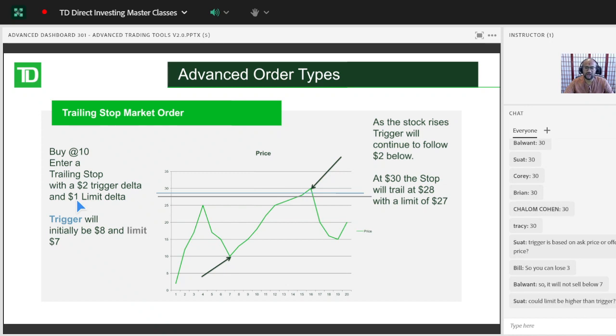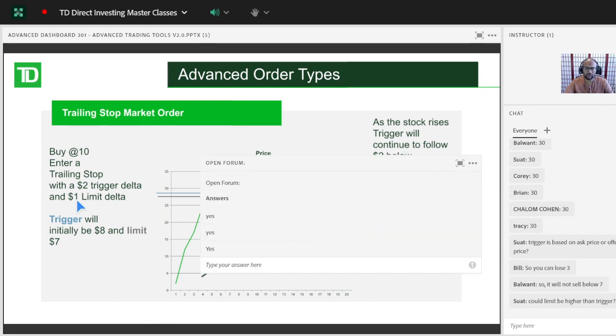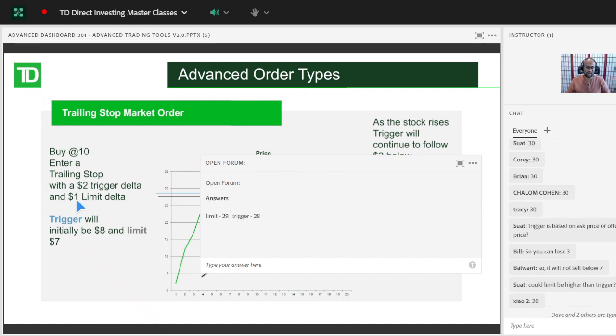What do you think our new price parameters are going to be? And I'm going to clear this out, or you can use the chat. At $30, with our trigger delta of 2 and our limit delta of 1, type in the chat or use the open forum box and let me know what's our trigger price and what's going to be our limit price. So let me know what you guys think when it reaches $30 there, okay?